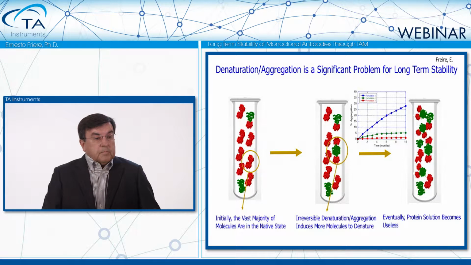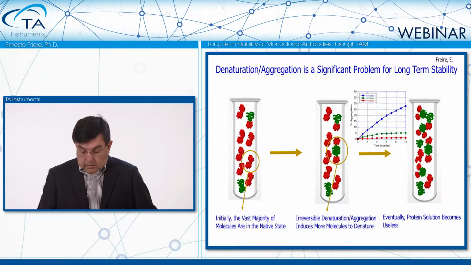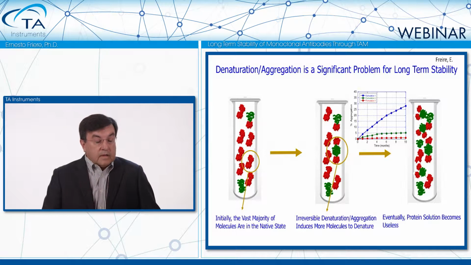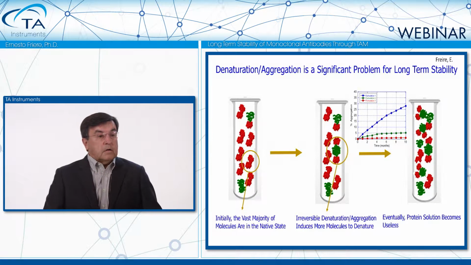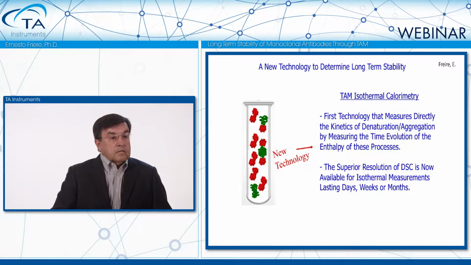And from a technical point of view, it will be very important to have a technique that is able to identify the expected kinetics of denaturation of the antibodies over a long period of time. And this is where the TAM isothermal calorimeter is going to play a big role, I believe, in the development of biologics. So what is the TAM?